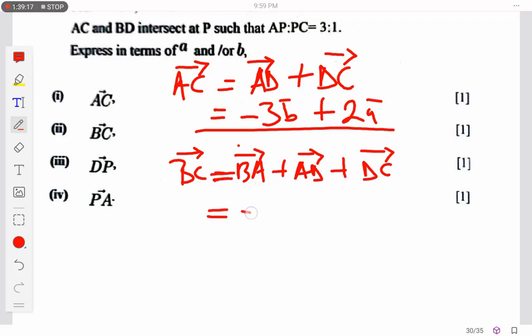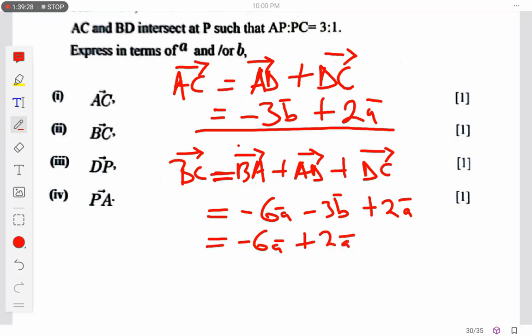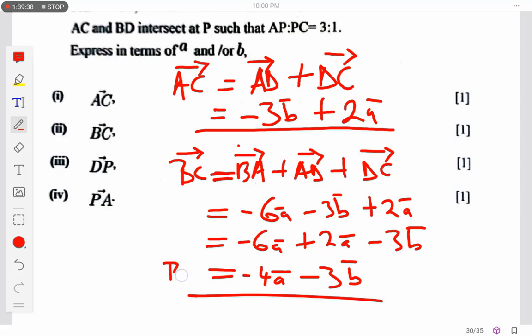So I'm going to get minus 6a minus 3b and then plus 2a. Then I simplify the a's and the b's together. So I have minus 6a here and plus 2a here and minus 3b. So this is going to give me minus 4a and then minus 3b. So that is my BC.